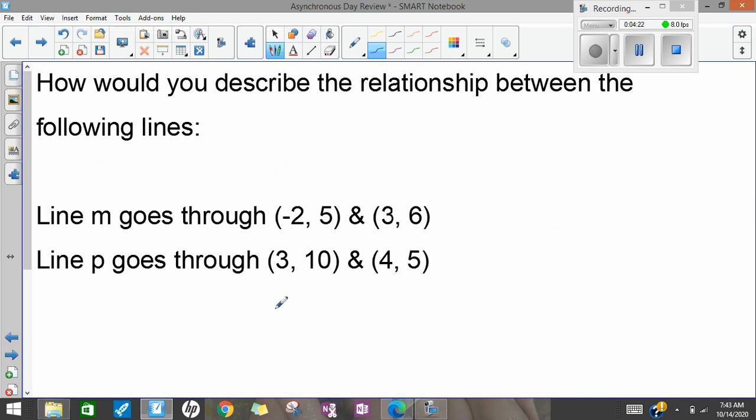Here we have one line, line M, that goes through these 2 points. And we have another line that goes through these 2 points. And we want to know, are they parallel, perpendicular, or neither? And so the way we could do that is just by doing the slope formula and finding the slope. So I label x1, y1, x2, y2, and I'm going to have to do this twice, once for line M and once for line P.